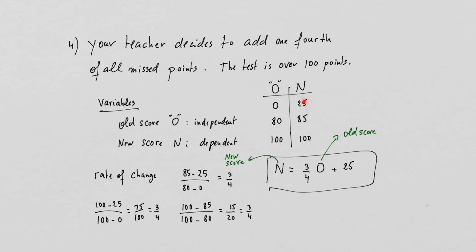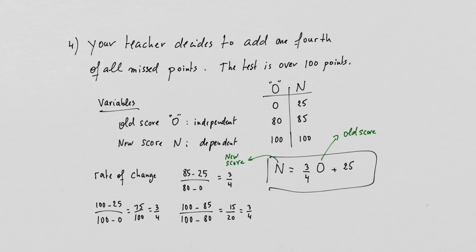85 minus 25 over 80 minus 0 is 3/4. 100 minus 25 over 100 minus 0 is 75 over 100, which is 3/4. I'm happy. Let's look at this one now, these 2 points. This point and this point. 100 minus 85 over 100 minus 80. The rate of change does not change. Therefore, the relationship is linear. That's the good news. The bad news is I don't know the function.